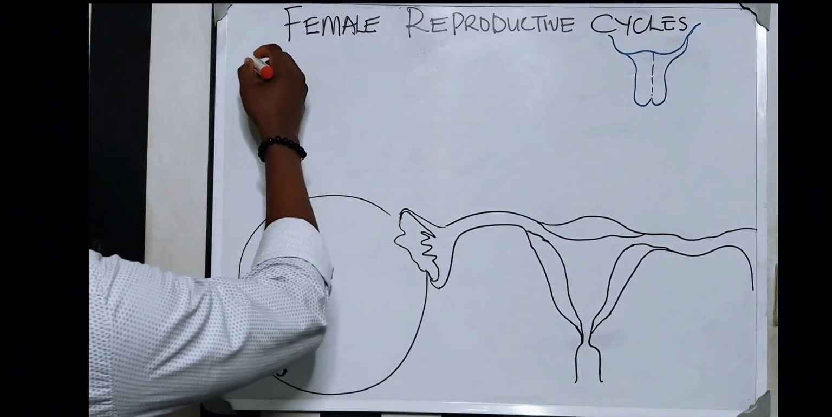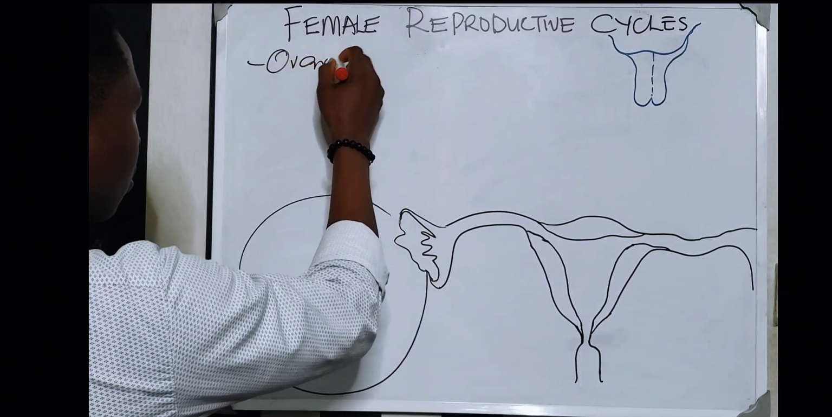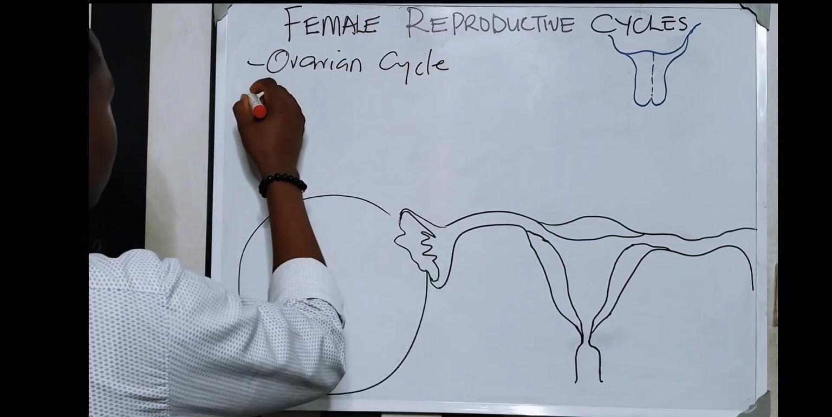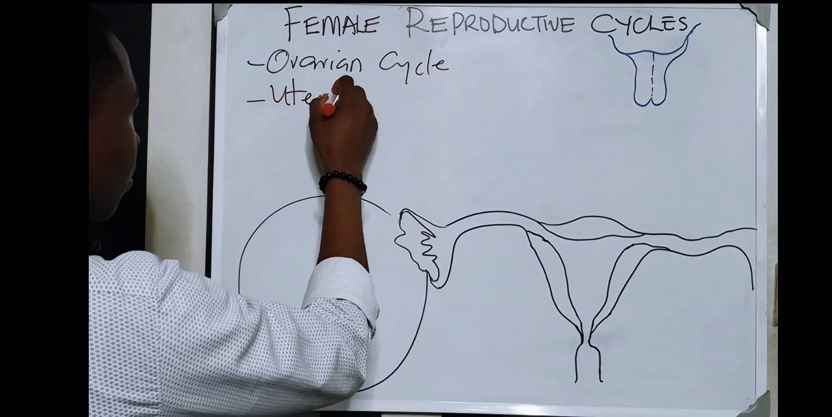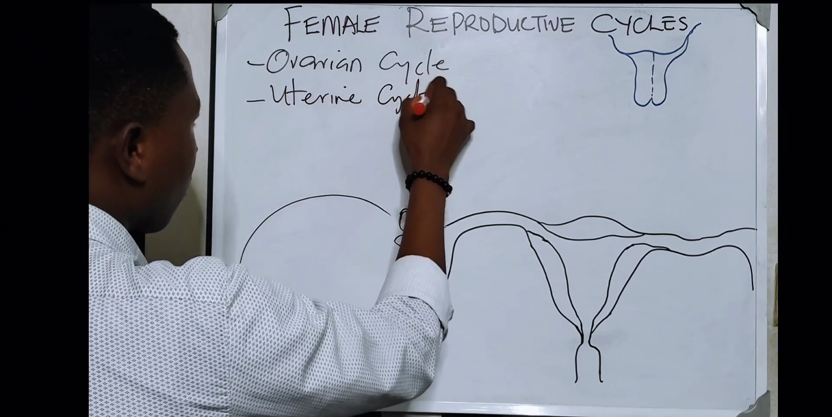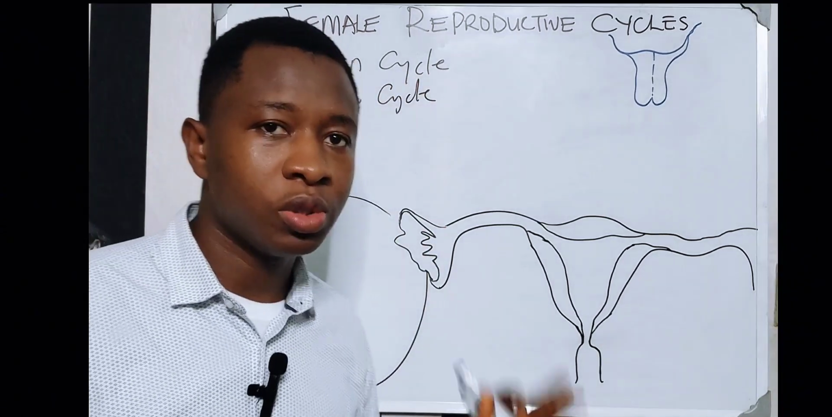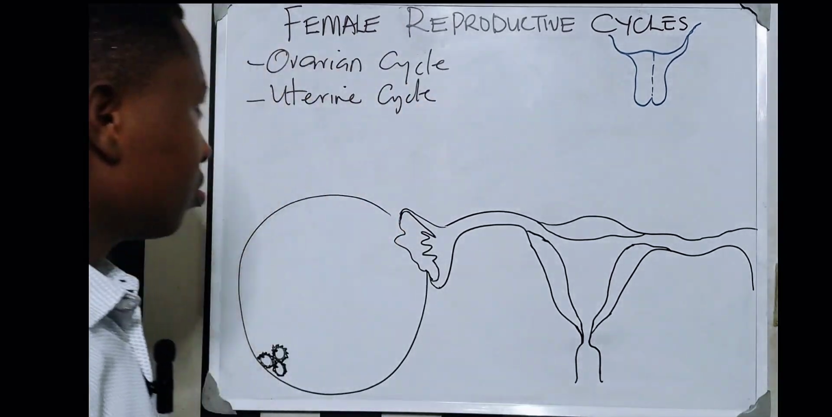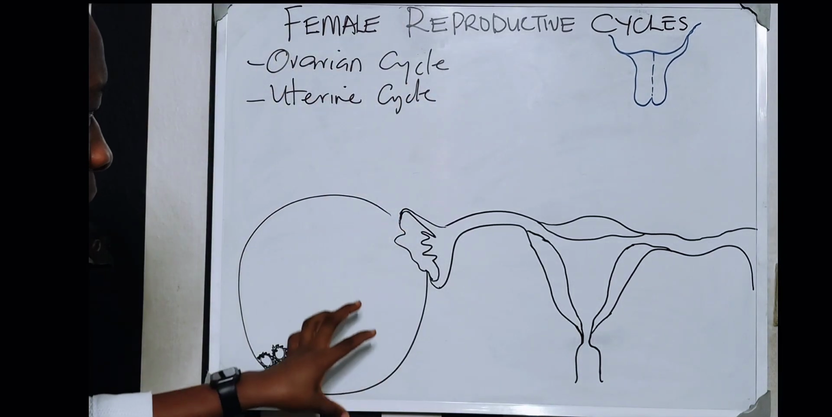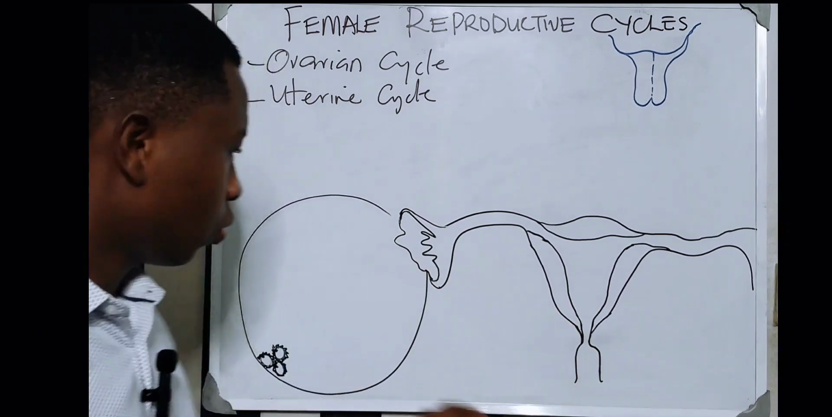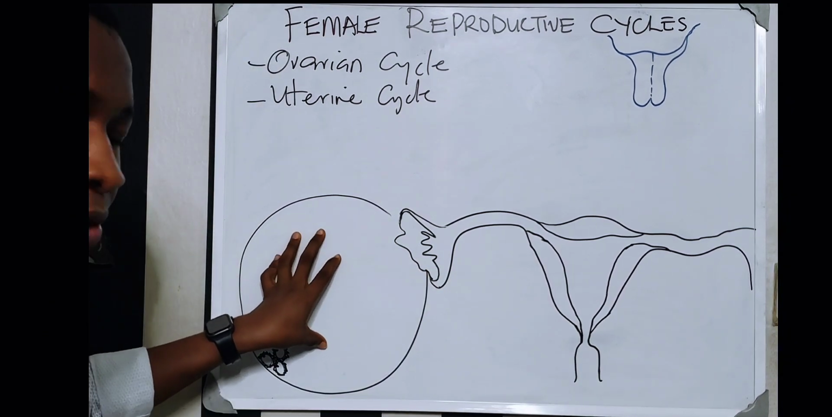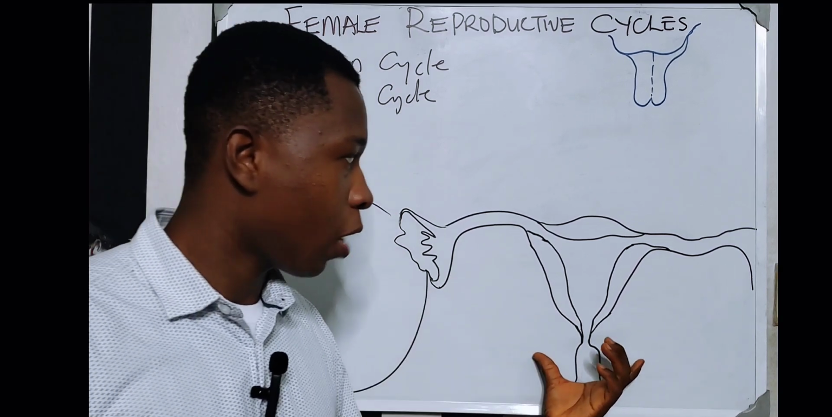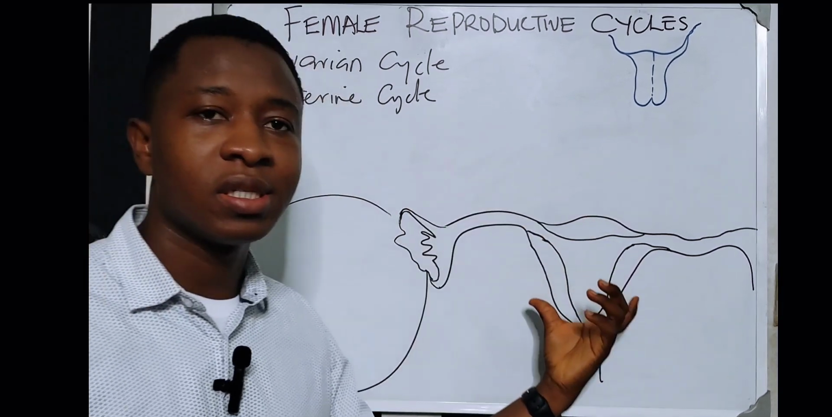We have the ovarian cycle, and the uterine cycle. So these two cycles make up the female reproductive cycle. Okay. Now, if you observe, I made two diagrams here. So over here, I'll be explaining the ovarian cycle, what happens in the ovaries. And here, I'll be explaining the uterine cycle.